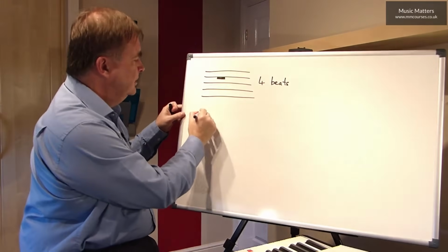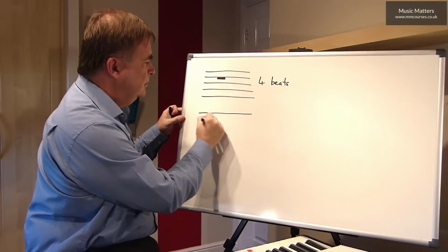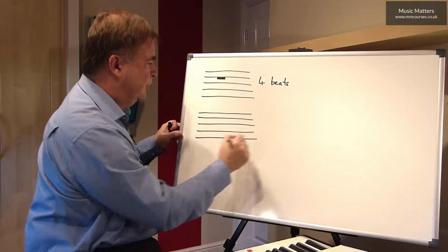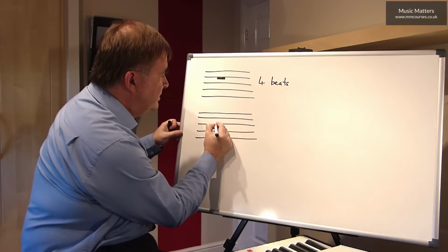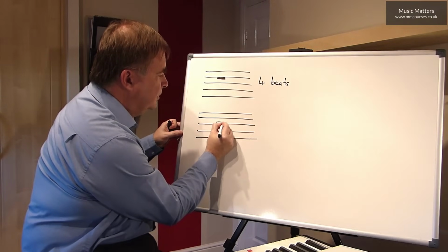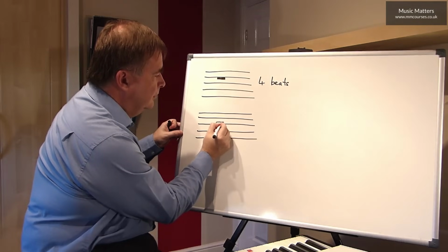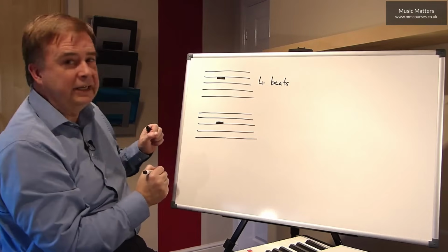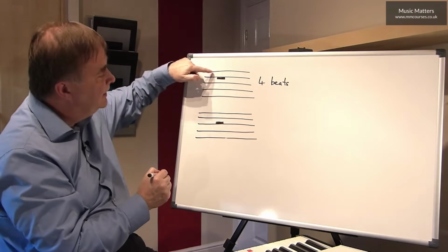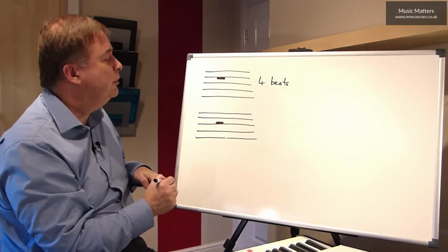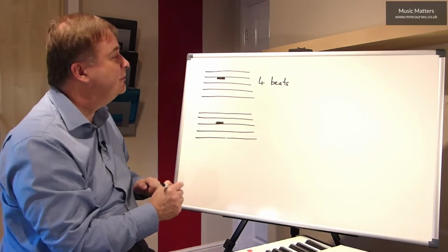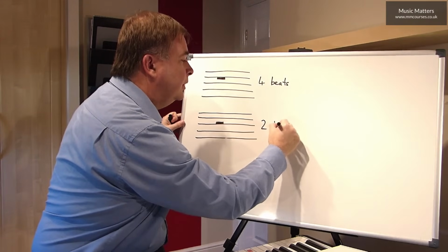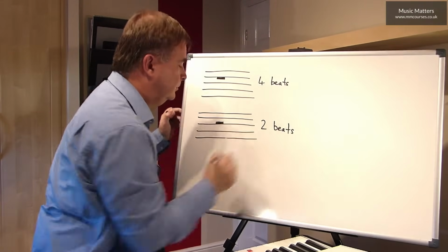Not to be confused with this rest, which looks the same. So I've got my five lines of the stave again, and this time I'm going to draw another box just like the one we did above, but this time it's going to sit on the third line. Do you see the difference? That one's hanging from the fourth line. This one is sitting on the third line up on the stave. And that's the minim rest. And the minim rest is worth two beats.